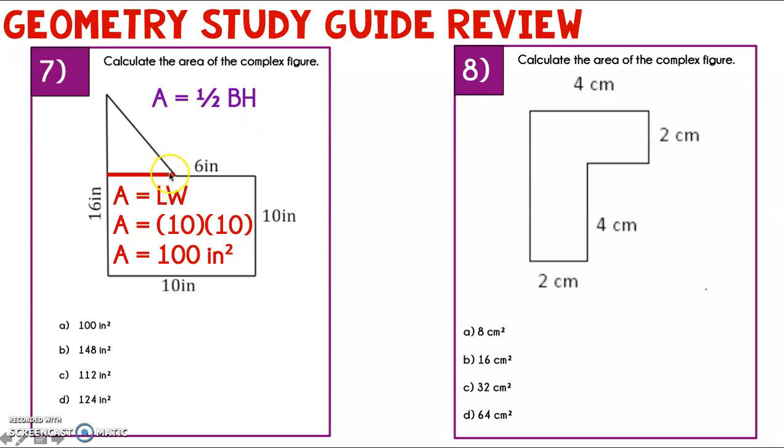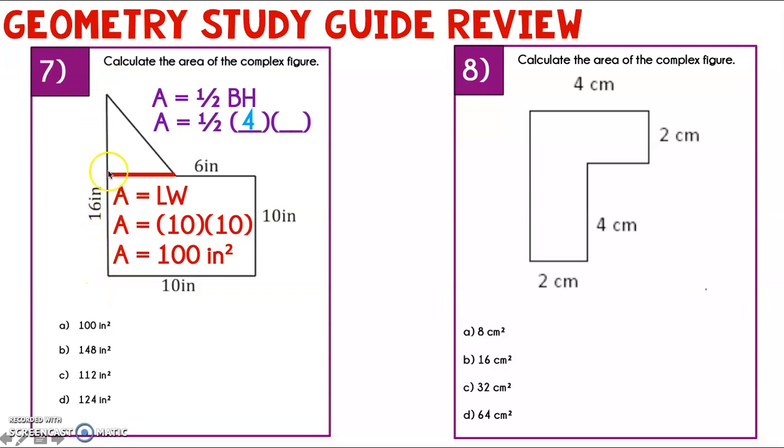Since we don't have a measurement for the base, what we're going to do is take the base of the entire shape as 10. This section is 6. So to fill that in, we know that 6 plus 4 would give us the entire shape of 10. So the base of the triangular piece is 4. To get the height of our triangle, 16 is not the height of the triangle. 16 is the height of the entire shape.